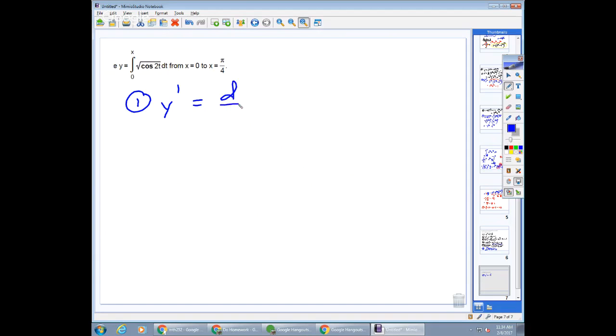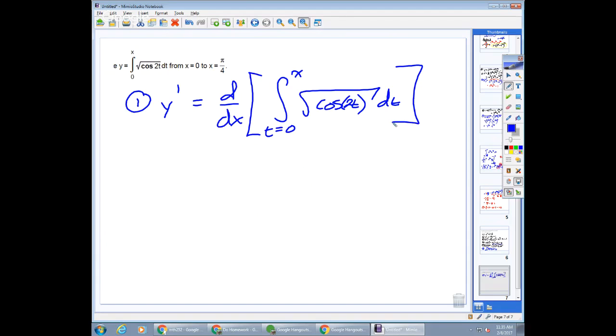Well, that would be the derivative with respect to x of that integral, as t goes from 0 to x, of the square root of the cosine of 2t dt. Now, what rule allows me to clean up that mess? The fundamental theorem of calculus says, hey, these guys cancel each other. So this is just going to be equal to the inner function, which is the square root of the cosine of 2x.